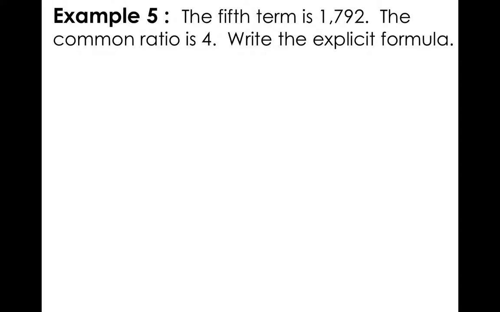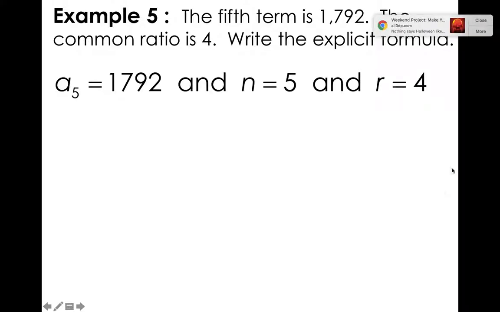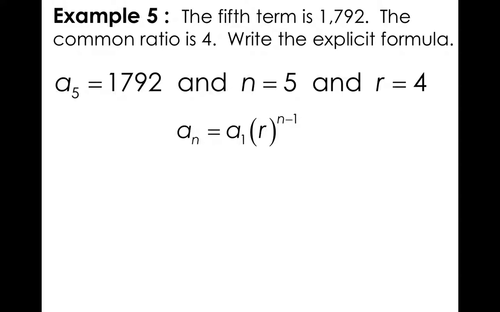The a sub 5, which is the fifth number in the fifth position, is 1792. Hopefully you also saw that your n is equal to 5, because that's the position that we are given. So with all of those factors being given to us, we can plug into the formula as is. We don't know what a sub 1 is, so that's something that we will actually have to find.